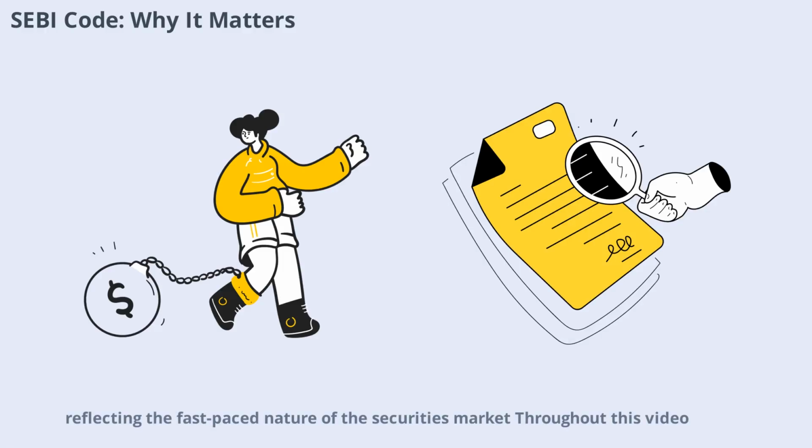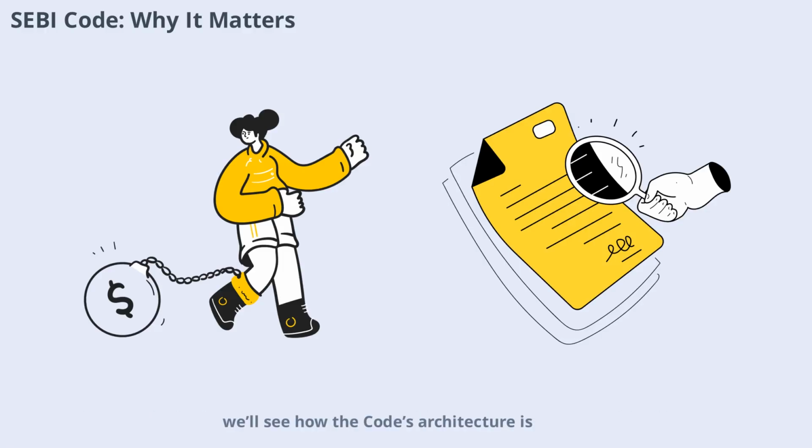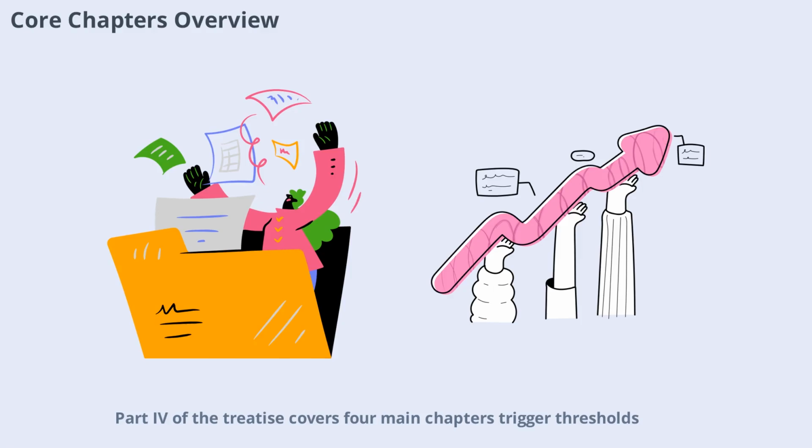Throughout this video, we'll see how the code's architecture is designed to balance the interests of acquirers, target companies, and the investing public. Understanding its structure is essential for anyone involved in Indian M&A transactions. Part IV of the treatise covers four main chapters: trigger thresholds, the open offer process, offer pricing mechanics, and the framework for exemptions, indirect acquisitions, voluntary offers, and competing bids.